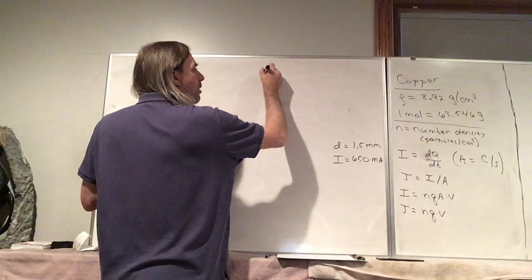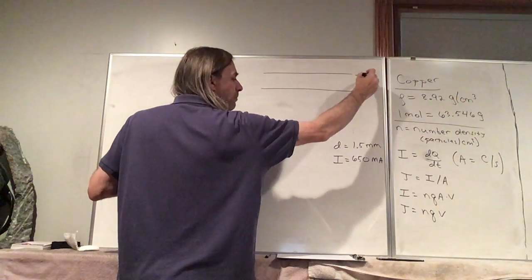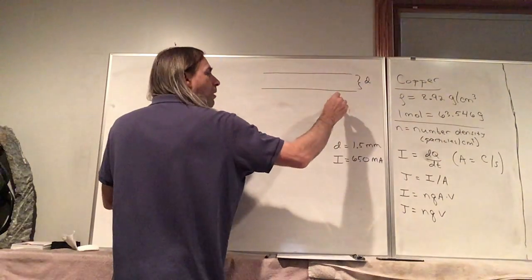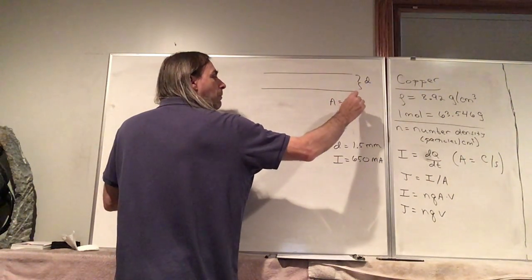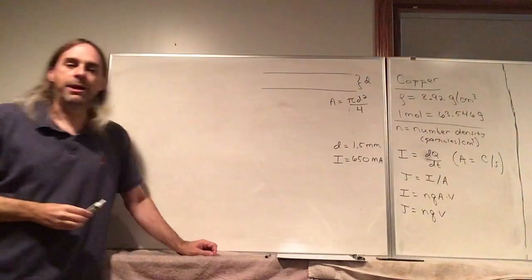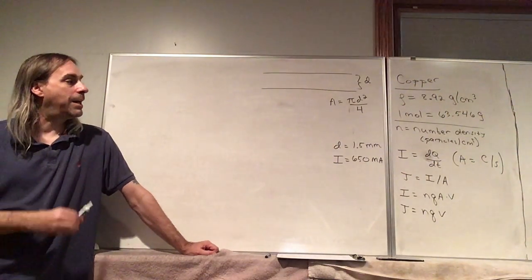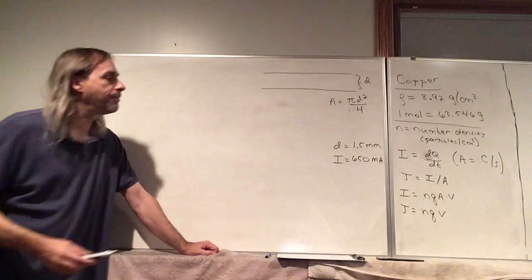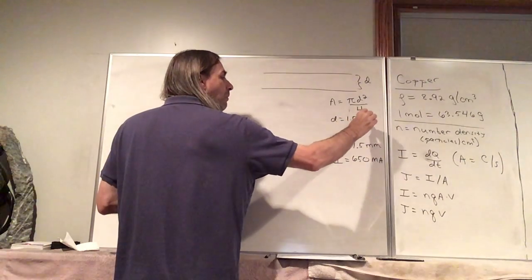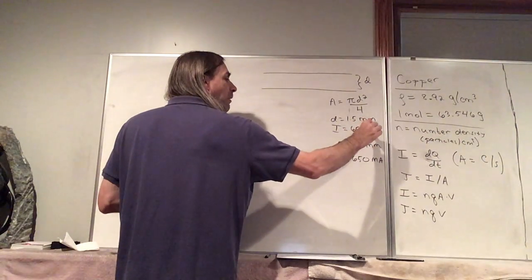So yeah, let's say we have a current. We have our wire that has a diameter d. So the area, this cross-section area, the area of a circle is pi r squared. R is d over 2. So the area is pi times the diameter squared over 4. And yeah, we have the diameter here, and a current of 650 milliamps.